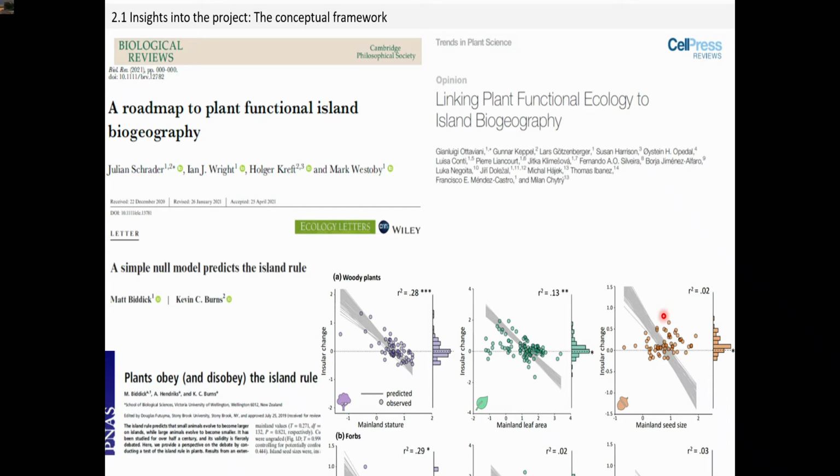As you can see, for plant height, they are nicely obeying the island rule. Whereas for leaf size, we've got woody plants which are pretty much obeying, whereas forbs are not obeying, and seed size is actually not following the expected patterns at all. And that's where we believe it's very interesting to study why they are not following this pattern.